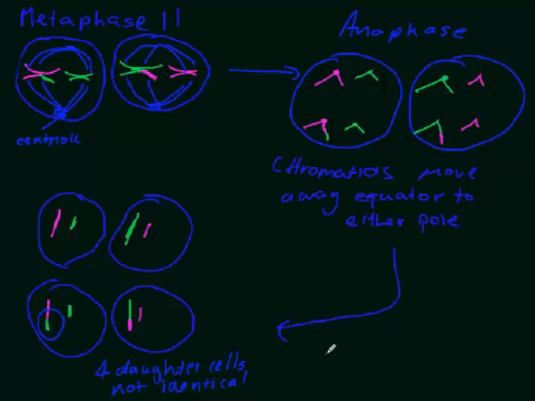Now, the other thing to recognize here is that the daughter cells have half the number of chromosomes, and we term this haploid. So diploid is 2n, or 2 sets of chromosomes, 2 sets of each chromosome. Haploid is just n, so it's 1 set of each chromosome, and it produces 4 daughter cells.